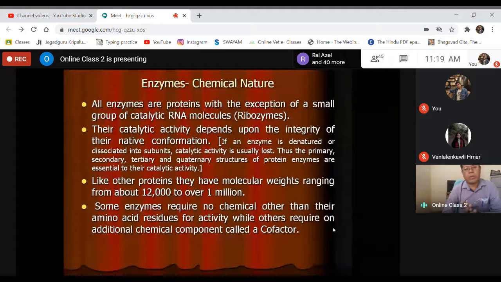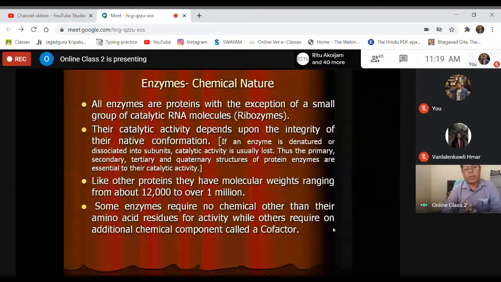That is, the association of the subunits in the protein molecule has to be in the native conformation. So until and unless these molecules are in the native conformation, they will not be able to perform their function. That is, they will not have the catalytic activity.